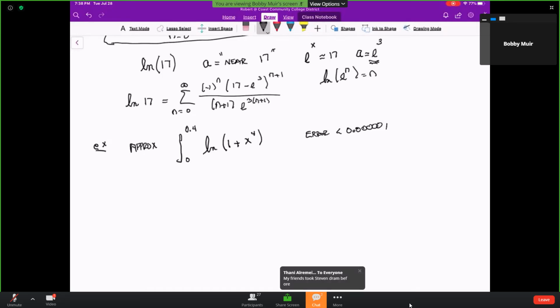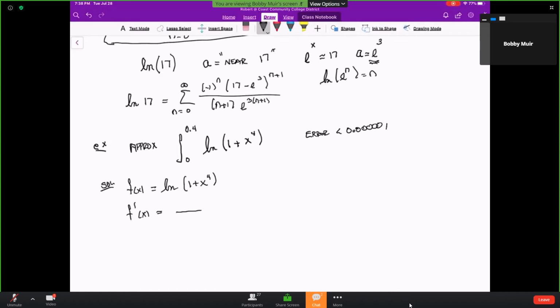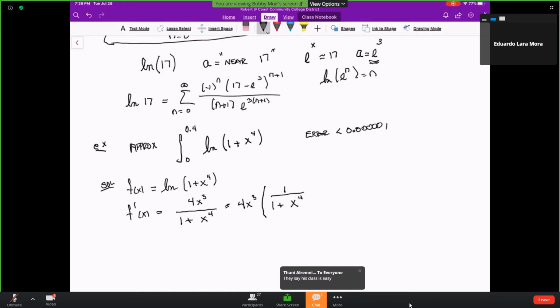Okay, so the solution here. Let's let our f of x be the natural log of 1 plus x to the 4th. The derivative of this is going to be 1 over 1 plus x to the 4th times the derivative of the inside, so I'll put a 4x cubed right here, over 1 plus x to the 4th.